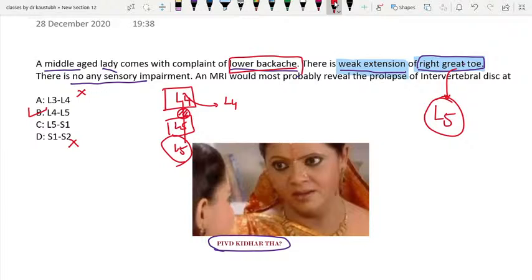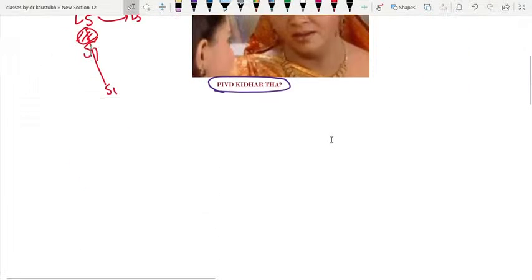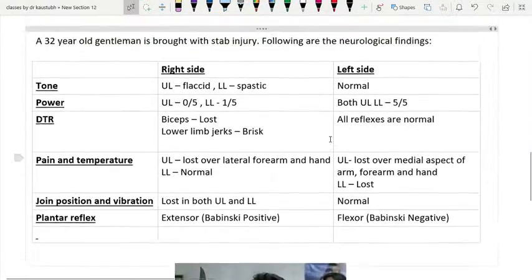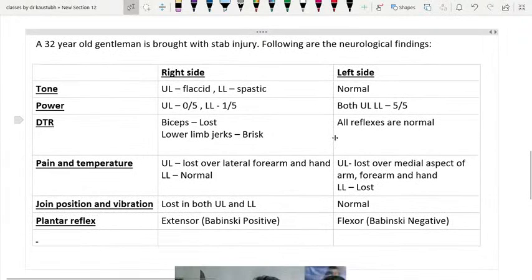What would happen in L5-S1? If this is L5 and this is S1, the nerve coming out is L5, and the traversing one is S1, so I would have got compression at S1. So if it had been option C, L5-S1, what would have been the weak myotome? It would have been plantar flexion. So just remember those myotomes, those dermatomes, those reflexes. Everything is easy.